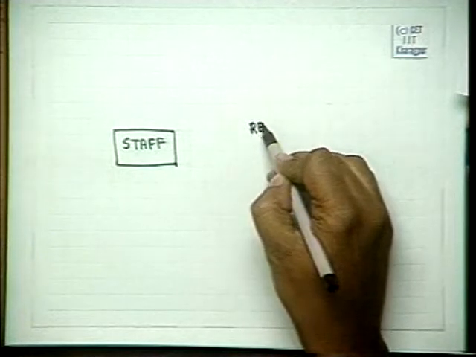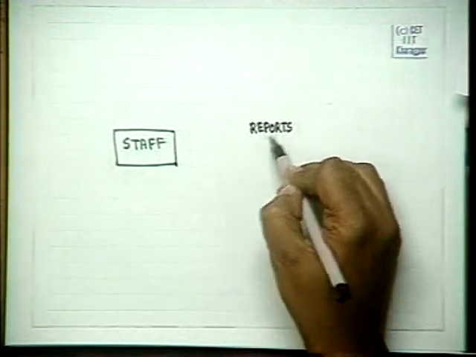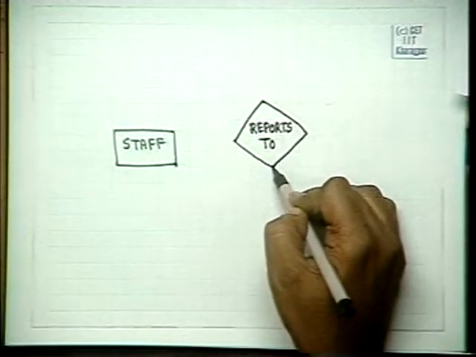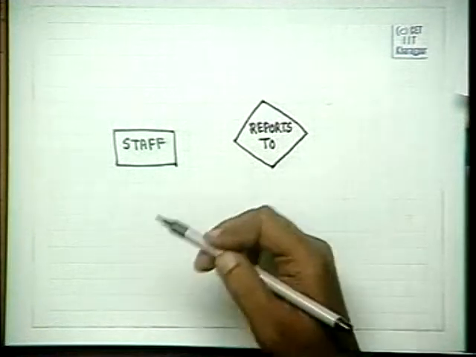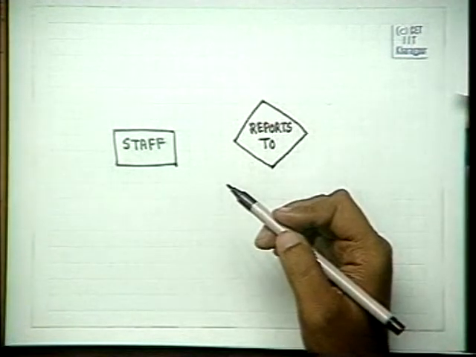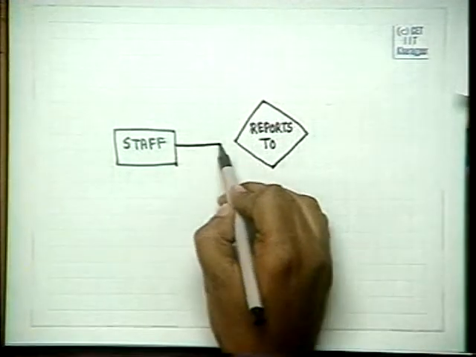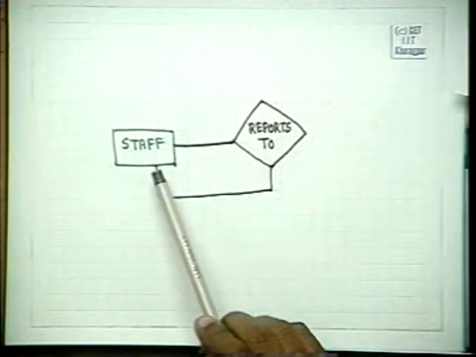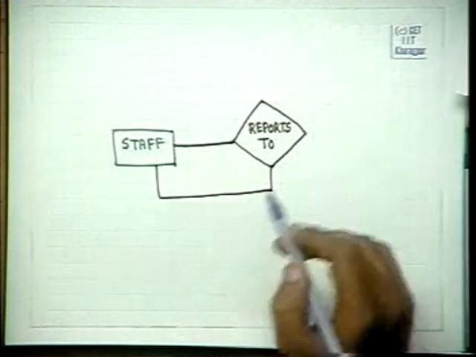This is the staff, and this is the reports to. This person reports to this person. In all organizations, you have people reporting to people, and staff report to staff, isn't it? So once staff report to staff, you have a relationship between the same entity set. Therefore, a relationship may be between the same entity set, and in order to distinguish what is what, we have what is called the role of a relationship.